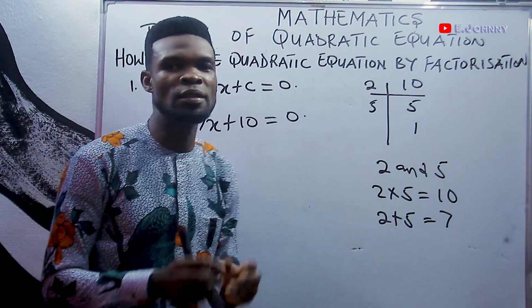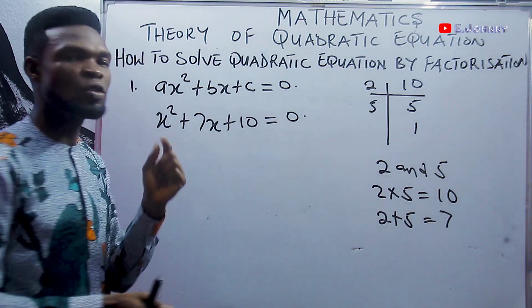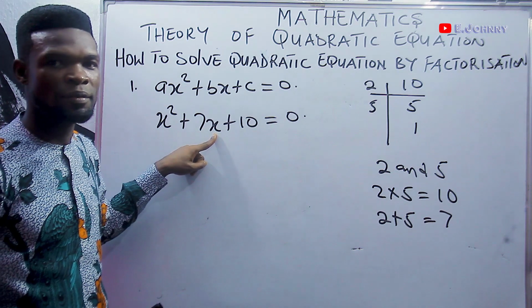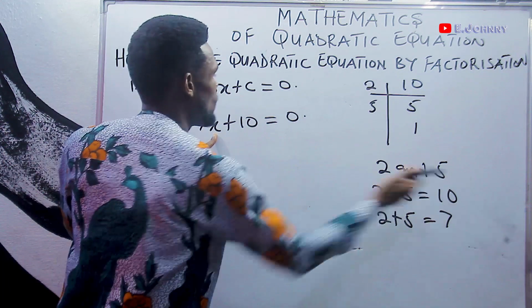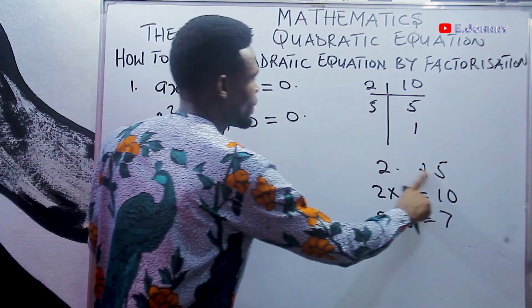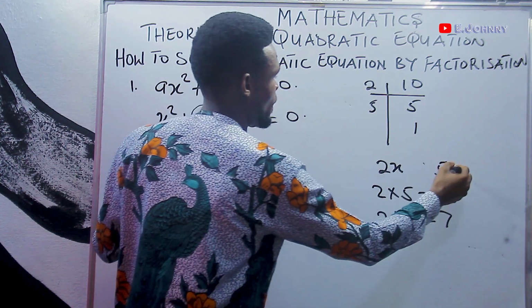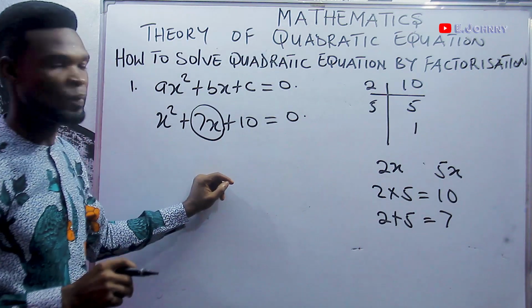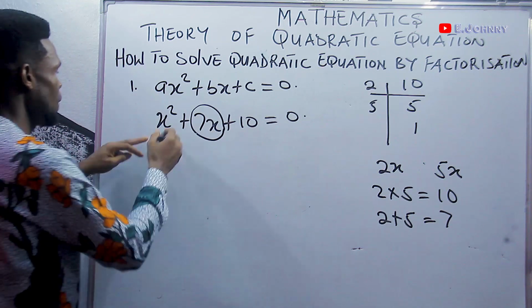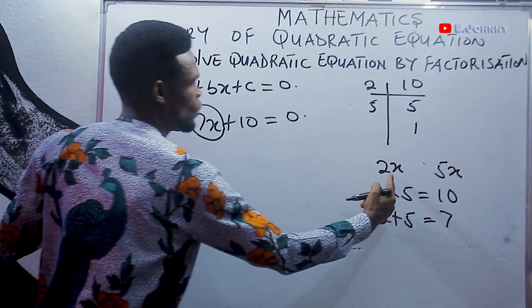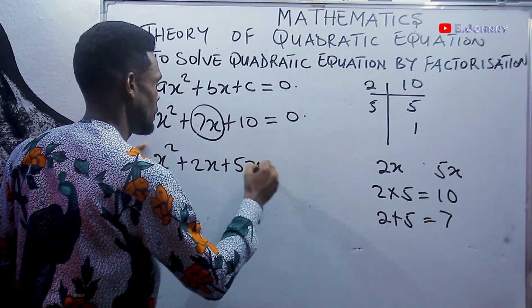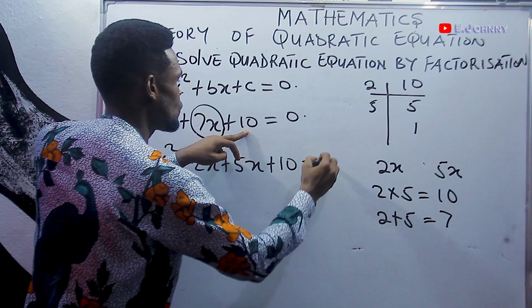Next thing you do is carry those two numbers and substitute, that is to say, put them in the place of 7x. You know that this 2 and 5 is coming to occupy the place of 7x, so I will attach x to the numbers: 2x and 5x. So carry the two of them, substitute in the place of 7x. That will be x squared plus 2x plus 5x plus 10 equals 0.